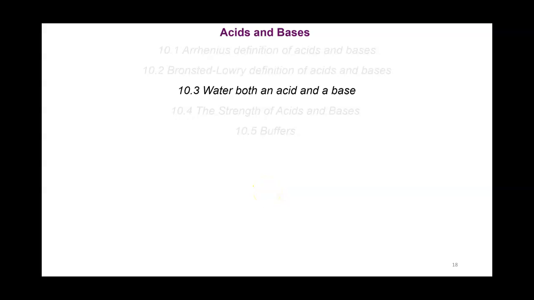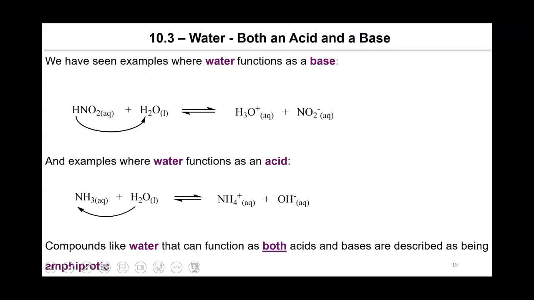In section 10.3 we discuss how water can sometimes function as an acid and other times as a base. So we've seen examples when water was combined with an acid where water functioned as a base. That is, it functioned as a proton acceptor. So if we take the acid HNO2, add it to water, a proton will be transferred from the HNO2 to the water, forming the hydronium ion and the nitrite anion.